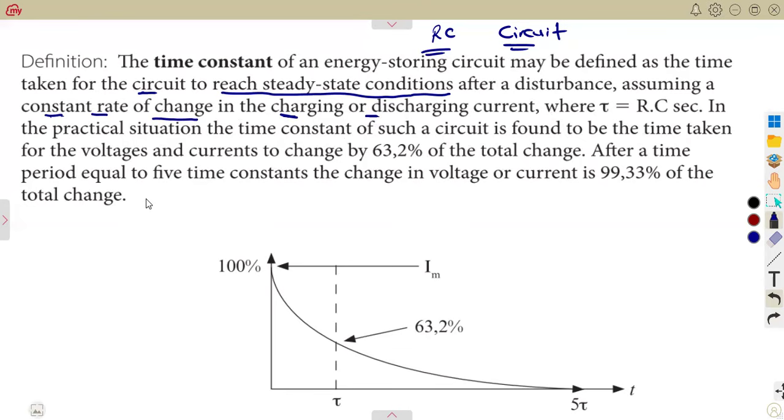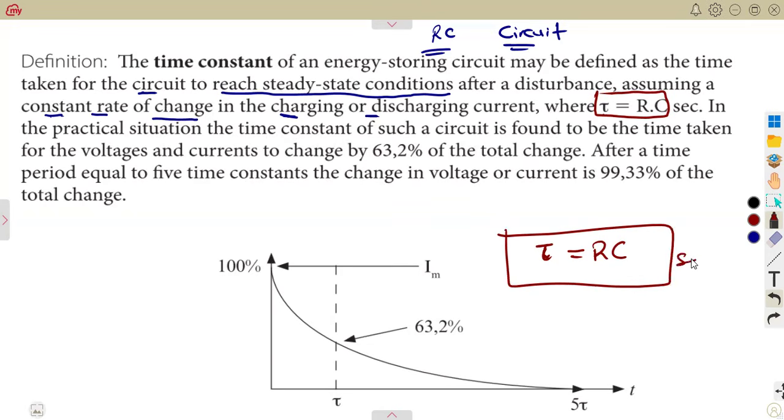Whenever they talk about reaching a steady state condition, because they can ask you in an exam to calculate the time taken to reach that steady state, they are simply talking about the time constant. So they can ask that question in a hidden manner. Under an RC circuit, the time constant is referred to by the letter tau, a Greek letter, which is equal to the product of resistance and capacitance, measured in seconds. So this is the time constant.